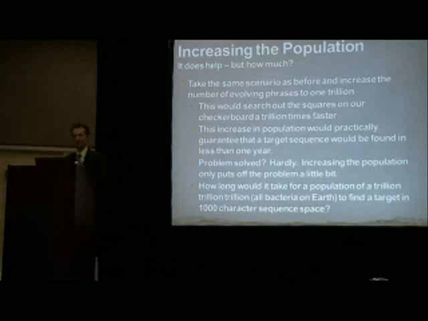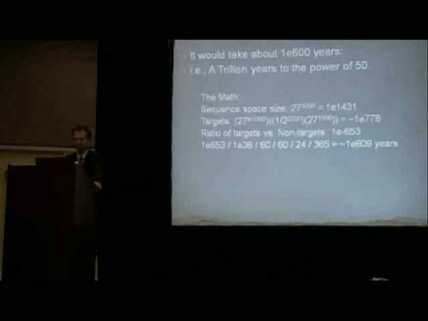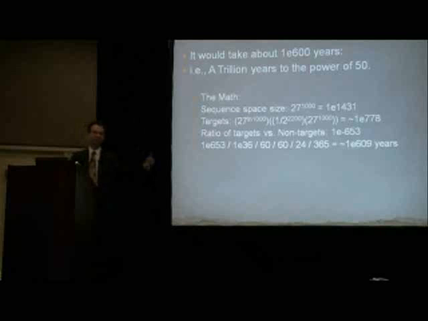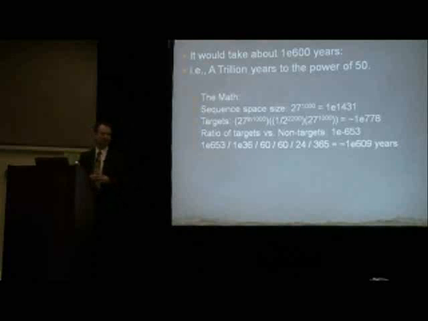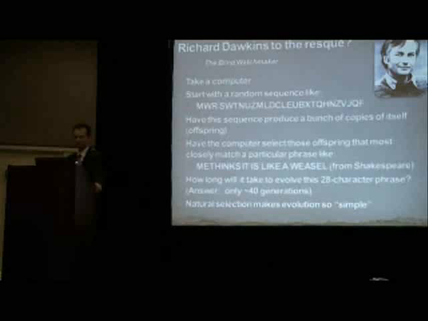How long would it take, for the same population of 1 trillion, which is all the bacteria on Earth alive today, to find a target in 1,000 character sequence space? It would take 10 to the exponent of 600 years, 1 with 600 zeros after it, using the same calculation, and that's just moving up to 1,000 amino acid sequence space. And that's the math for those interested. It's also on my website.